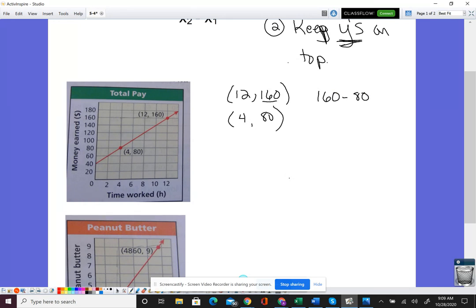So we're taking our two y coordinates and we're subtracting them up on top. So we're putting the y's on top, and then we're putting the x's on the bottom. And this is what I'm saying is keep your points together. If I started with 160, I need to start with 12. 12 minus 4. So 160 minus 80 is 80. 12 minus 4 is 8.